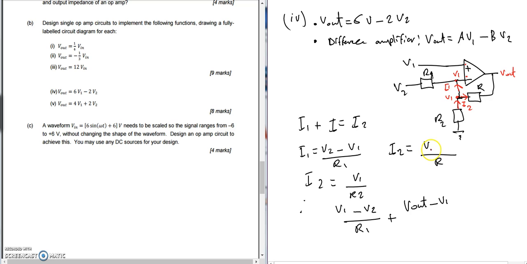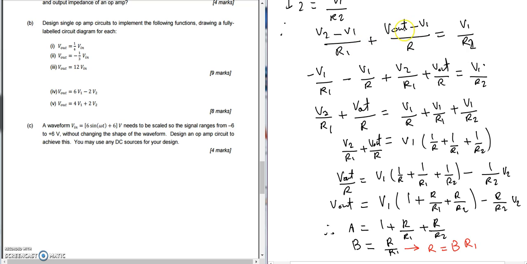I2 is Vout minus V1. So the current goes that way. And then V1 minus ground, which is minus 0, over R2. So the current goes that way. Now, we substitute, so it's V2 minus V1 over R1 plus Vout minus V1 over R is equal to V1 over R2. So we're just substituting the current values.